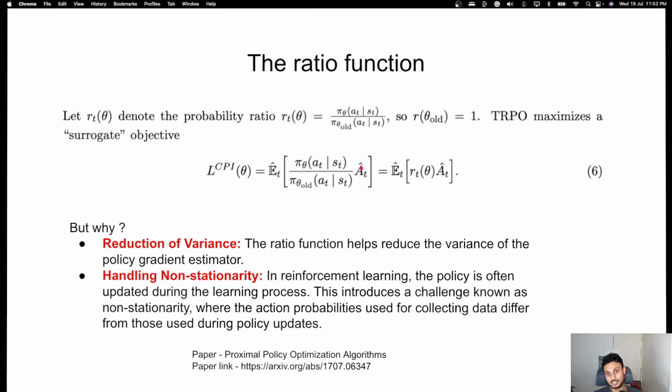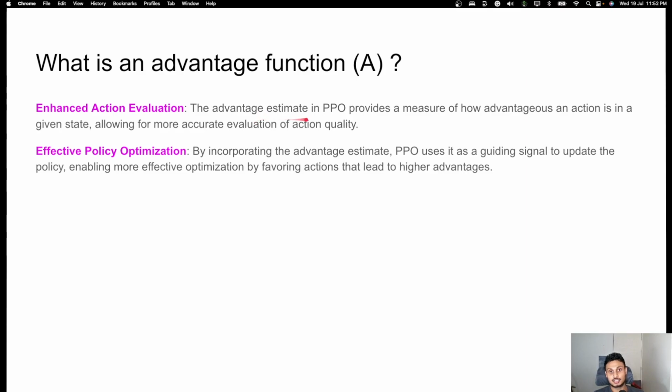Then what is this advantage function? The advantage estimate in PPO provides a measure of how advantageous an action is in a given state, allowing for more accurate evaluation of action quality. So that's pretty much it. Having an advantage function helps you optimize your algorithm and guide it to get higher rewards in future. That's the whole idea. PPO uses it as a guiding signal to update the policy, enabling more effective optimization by favoring actions that lead to higher advantages.